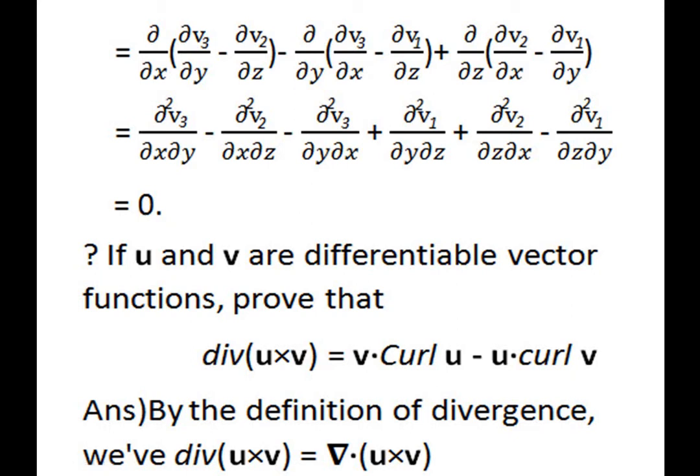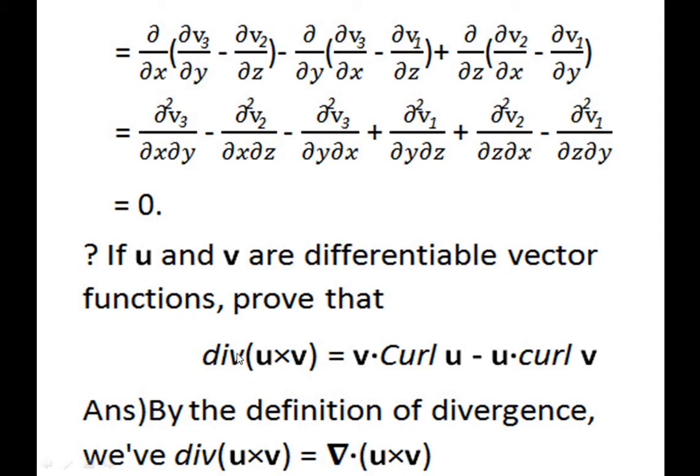Then next question. If vector u and vector v are differentiable vector functions, prove that divergence of u cross v equal to v dot curl u minus u dot curl v. That is, we are given two differentiable vector functions u and v. Then we want to prove divergence of u cross v equal to v dot curl u minus u dot curl v. Okay, we start from the left side.